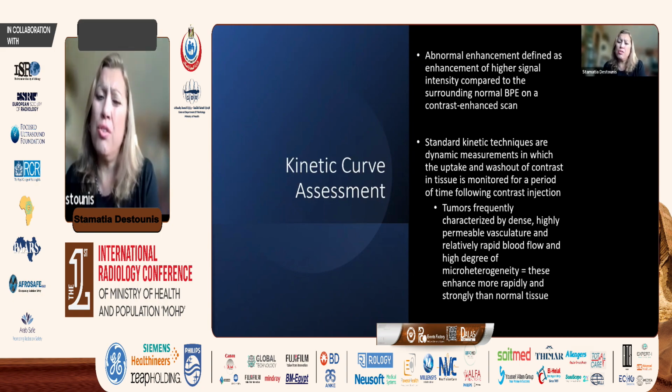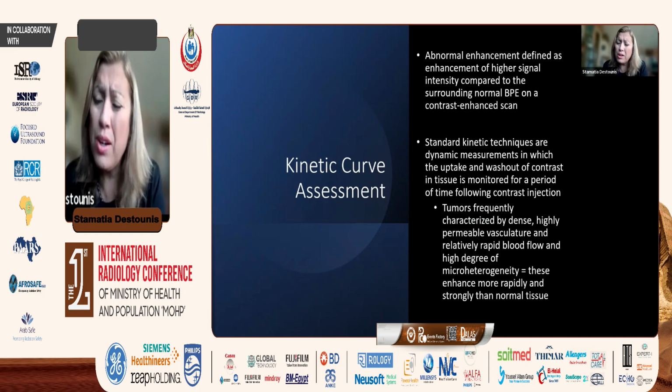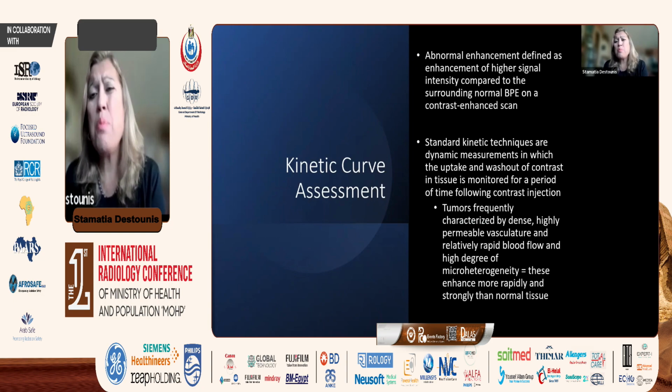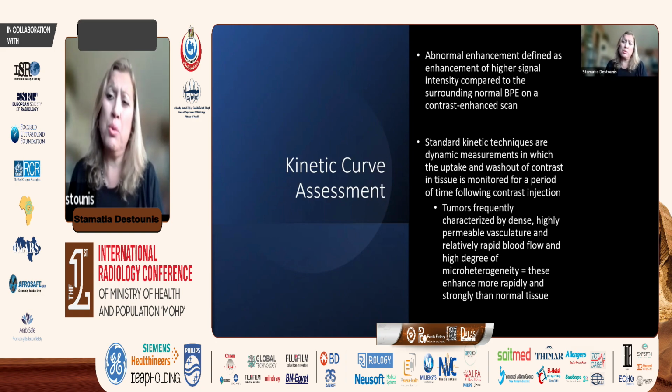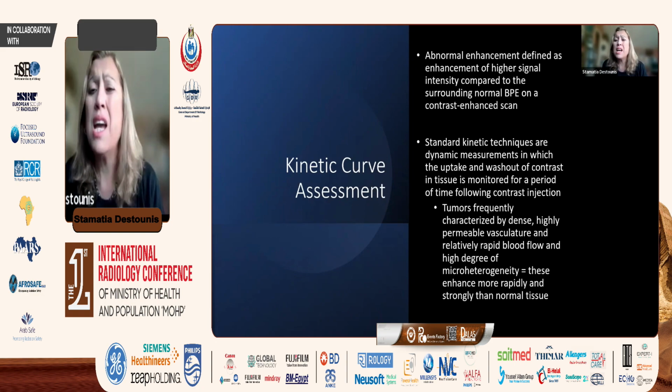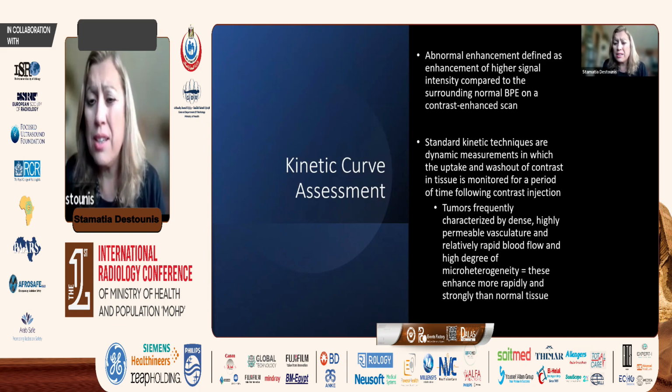The kinetic curve and the assessment, that's important along with morphology. Abnormal enhancement really is defined as enhancement that's at a higher signal intensity when you compare it to the surrounding normal background parenchymal enhancement on a contrast enhanced scan. So the standard kinetic techniques are actually dynamic measurements where we look at the uptake and the washout of the contrast in the tissue, and we monitor it over a period of time following our contrast injection.